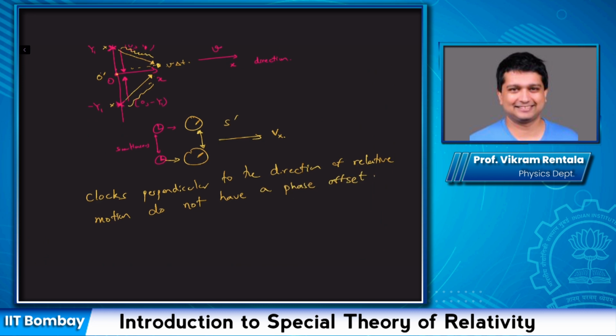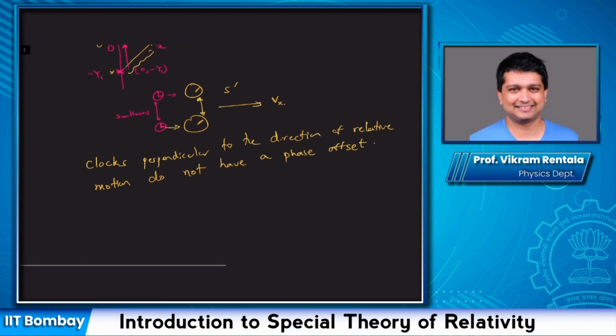Okay, and we can also see this explicitly from the special relativity transformations. If the motion is only along the x direction, then t prime is, we saw, gamma times (t minus vx over c squared), where gamma is 1 over the square root of 1 minus v squared by c squared.